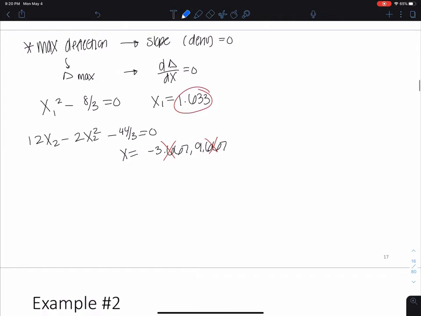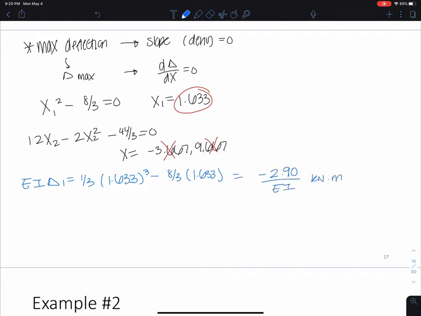Now I'm going to plug this back in. I get EI delta 1 equals 1 over 3 times 1.633 cubed minus 8 over 3 times 1.633. And I get negative 2.90 over EI kilonewton meters cubed, and the negative means that it's going downwards. That is my answer for example 1.